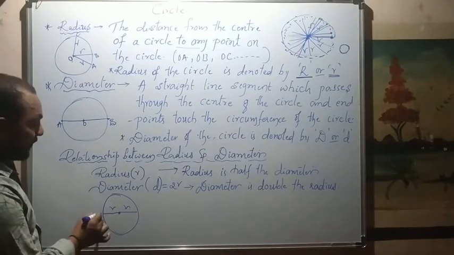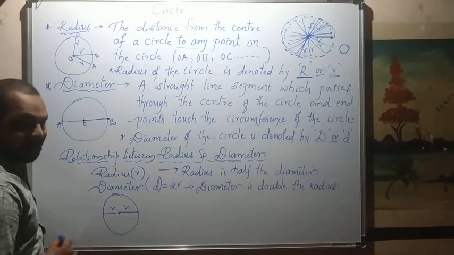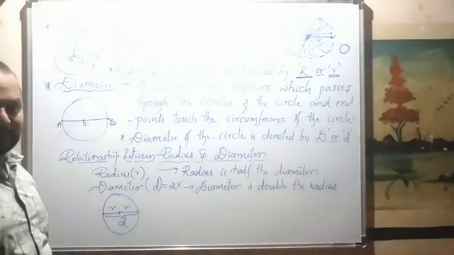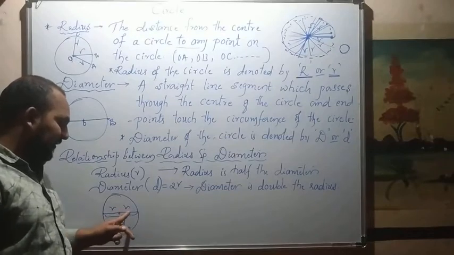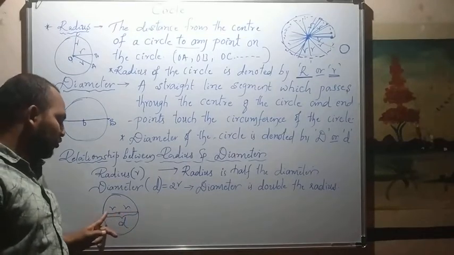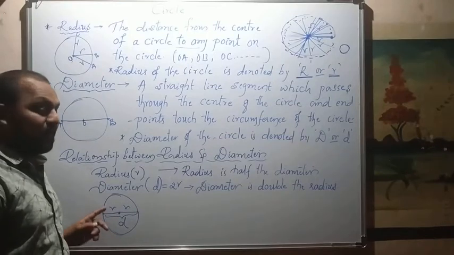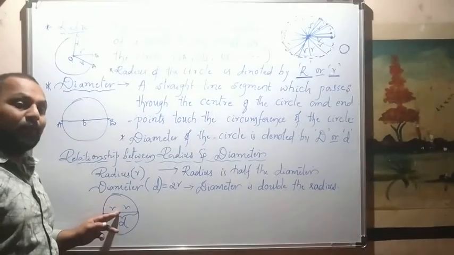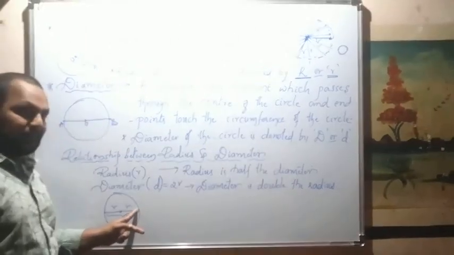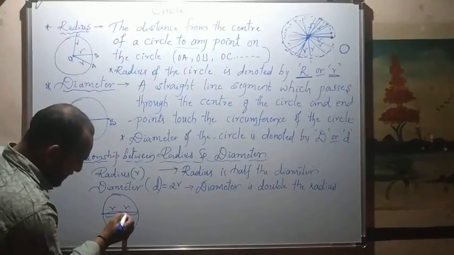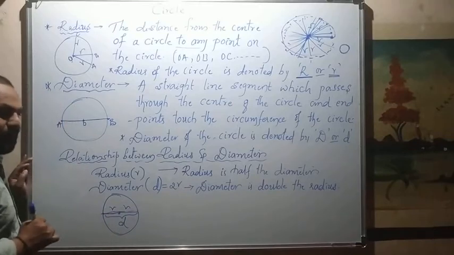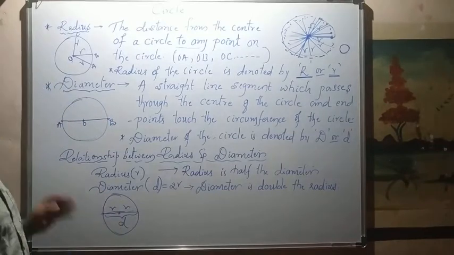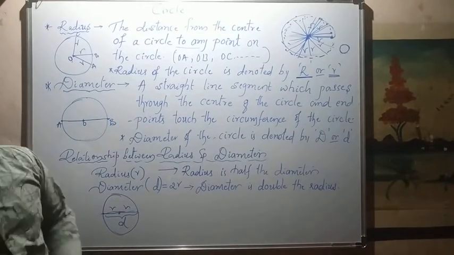Okay, then from this point to this point, the line segment is called a diameter. Understood? From the center to any point on the circumference is a radius. The line segment that passes through the center of the circle and whose end points touch the circumference is the diameter. Then the total line segment, D is equal to 2 times of radius.